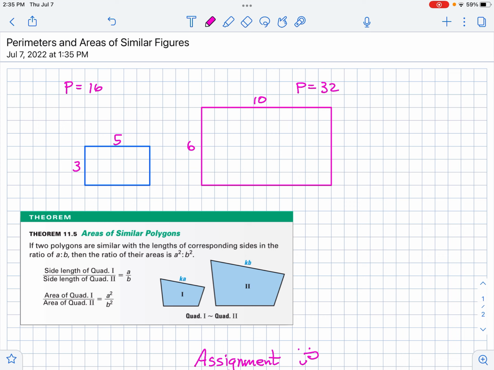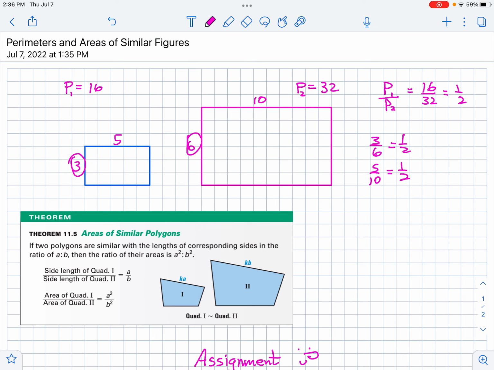Now if you look at the ratio here, let me do this, P1 and P2. If you look at the ratio P1 to P2, you're going to get 16 over 32, which is 1/2. Now, this is something that we observed before when we talked about similar figures, because the ratio of the perimeters is going to be the same as the ratio of the corresponding sides. So notice 3 over 6, this side over this side, is 1/2, and 5 over 10 is 1/2.